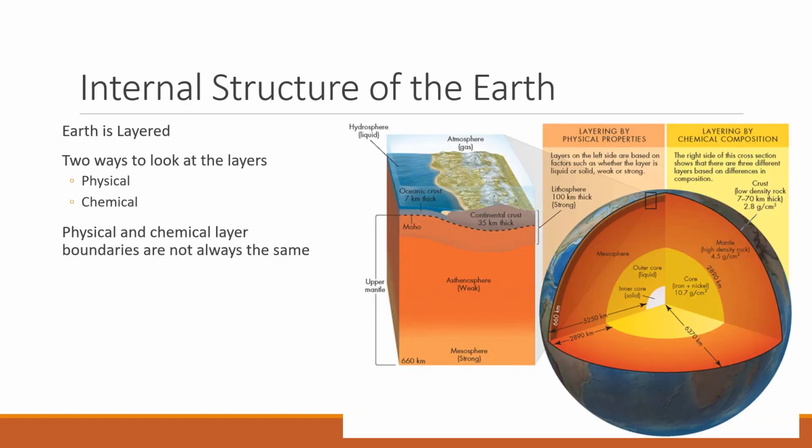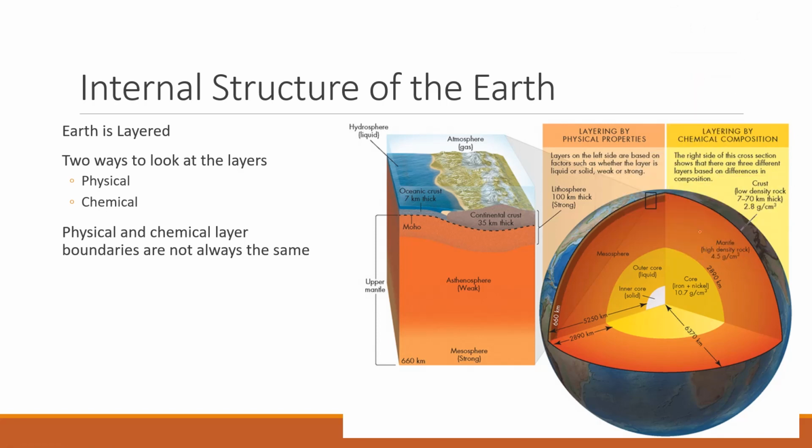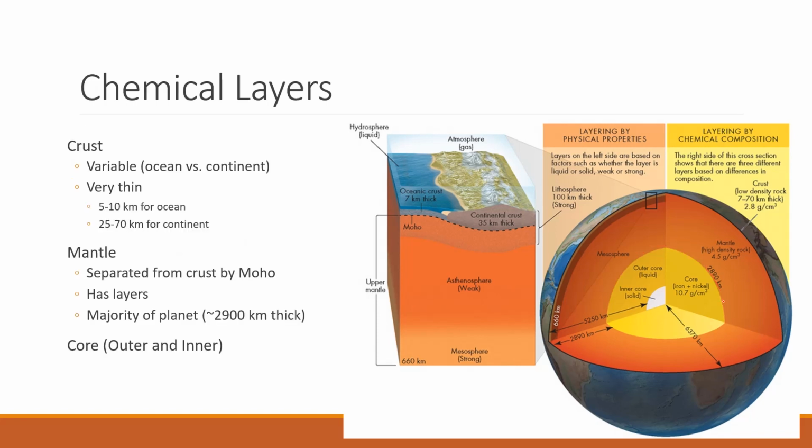So remember, the internal structure of the Earth is layered. We have physical or mechanical layers, and then we have chemical layers. The boundaries between these are not going to be the same. Let me actually pull up my pen. All right, so the only boundary that will be the same between them is this boundary between the mesosphere and the outer core, or the mantle and the core. That is the only boundary that's going to be the same in both layers.